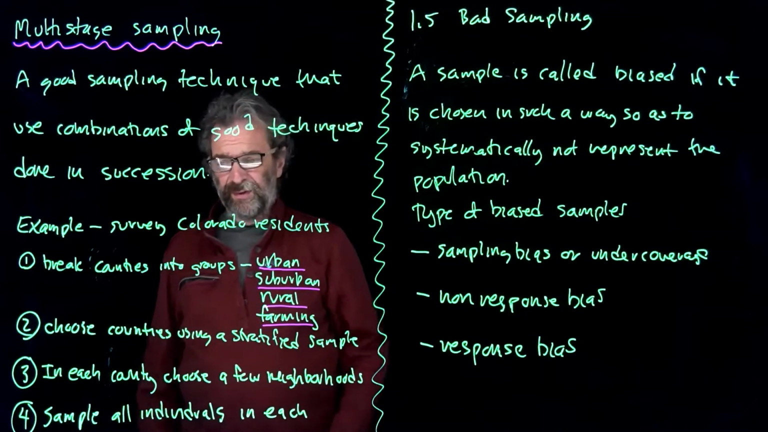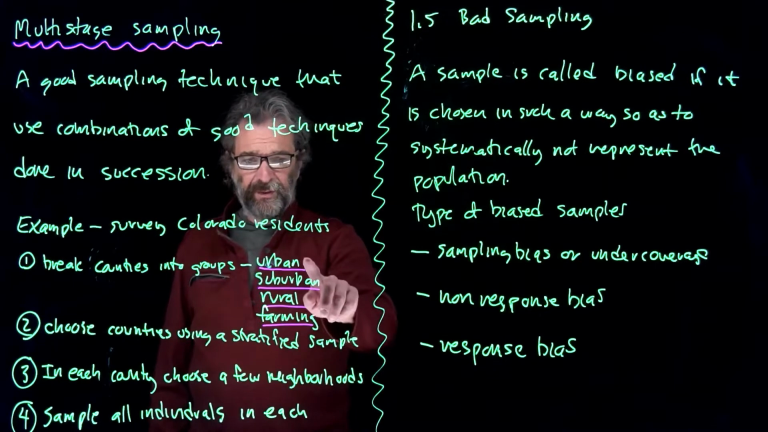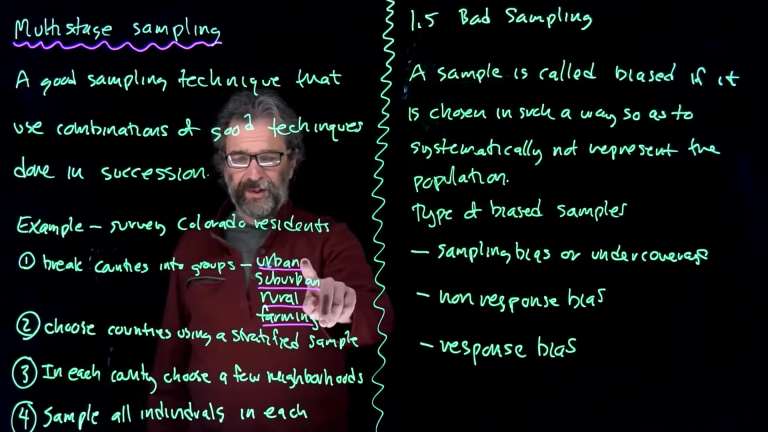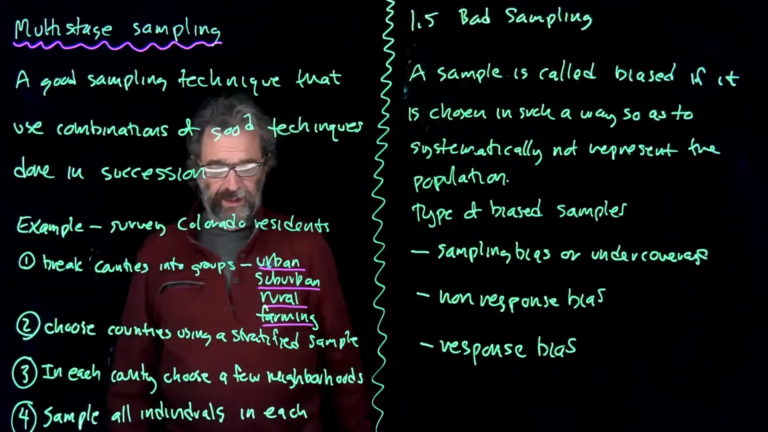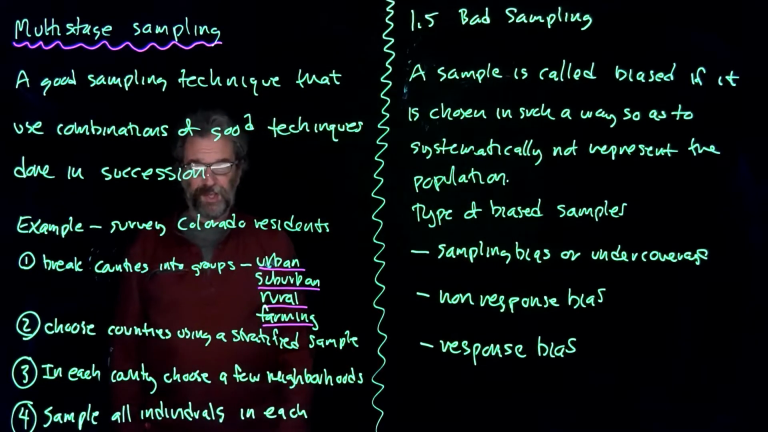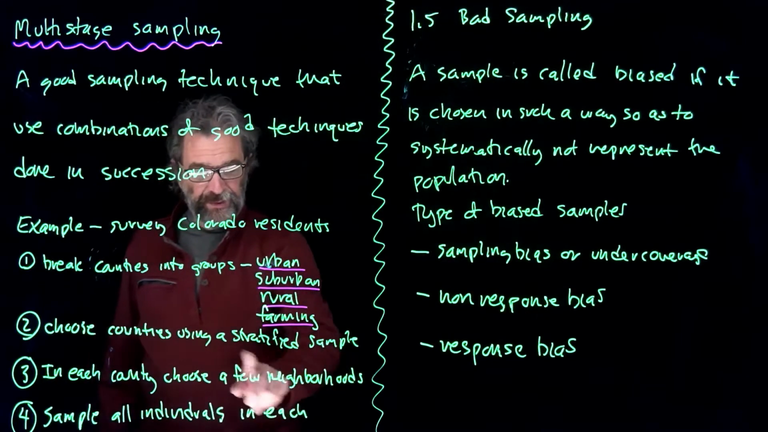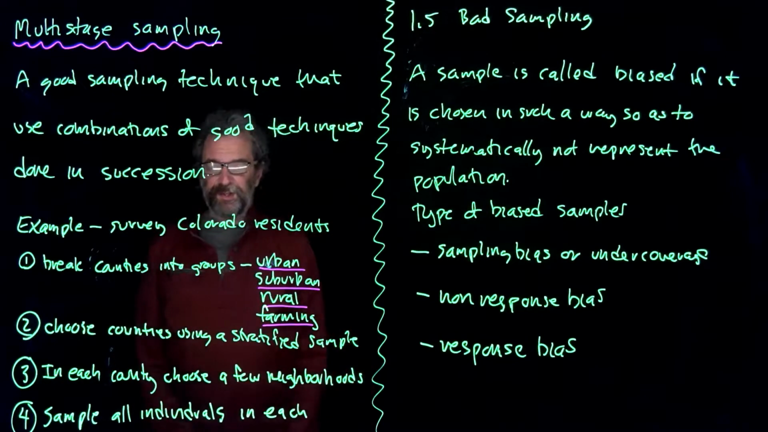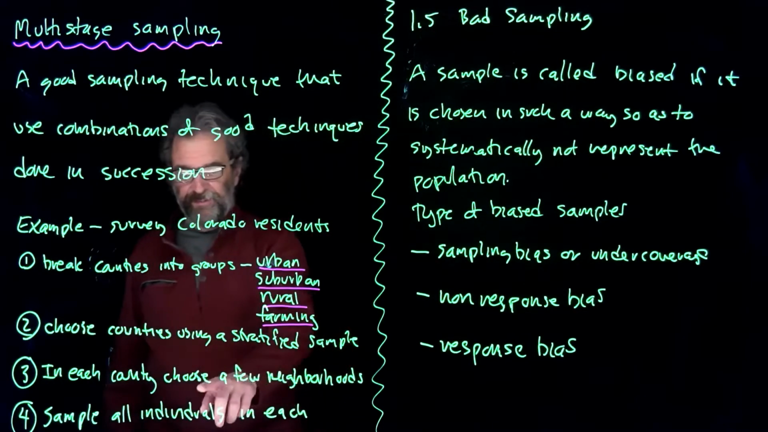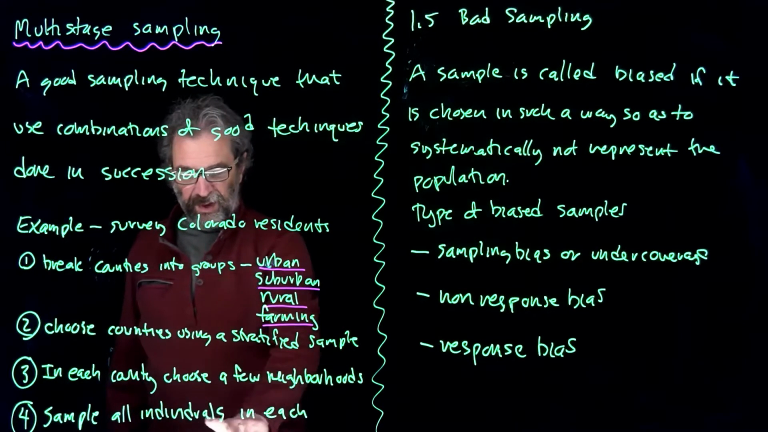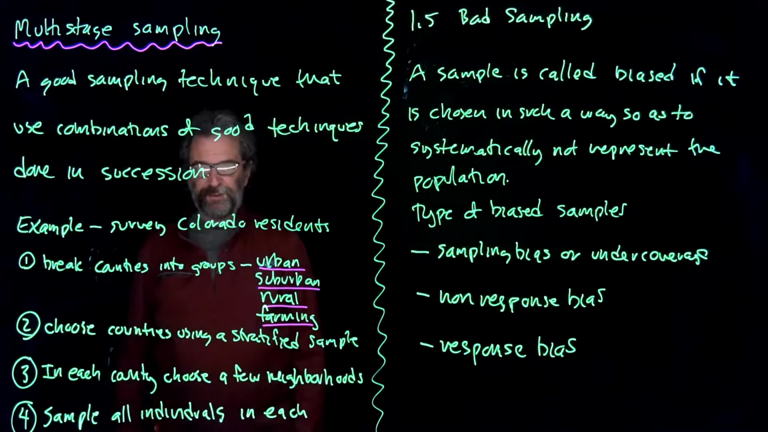So if you're going to survey like 1 in 100 residents, you would take 1% of the urban population and try to find them in these urban counties, and 1% of suburban, and so on. And then pick enough counties that you can get that 1%. In each county then, we're going to choose a few neighborhoods. We'll choose enough neighborhoods that we can get the number of residents that we want to survey. And then we'll sample all individuals, so that's cluster sampling, cluster all individuals in each. So that way we only have to visit a few neighborhoods, we don't have to drive all over Colorado.